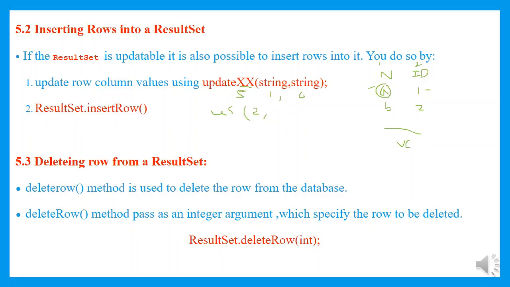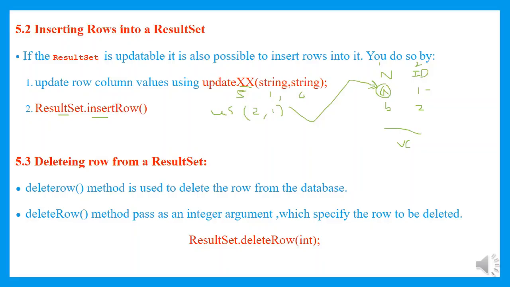Once these values have been finalized through the updateX method, I will call a method called insertRow. The insertRow is a method which belongs to the ResultSet interface. As soon as I execute insertRow, whatever values have been assigned to the updateX method are stored into the table, that is A and 1. This is how the updatable ResultSet is used to insert a value instead of using the insert query.